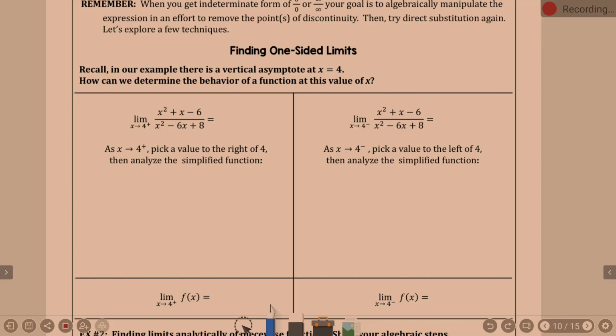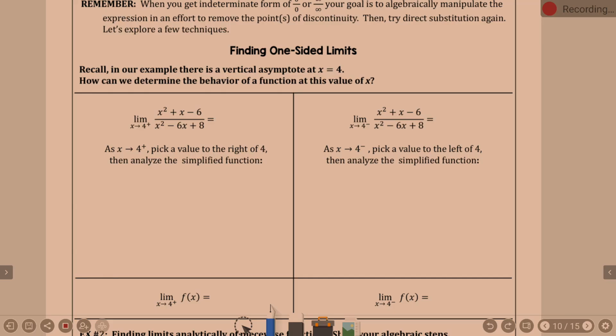Lovely. Okay, so finding one-sided limits. If you look at that graph, there was a vertical asymptote at x equals 4. And we just talked about, I was kind of showing you ahead, right? But the fact that it was going to not exist because we're going 2 different ways. Well, how can we determine this if we don't have the graph here?